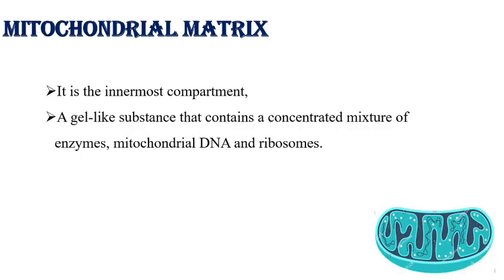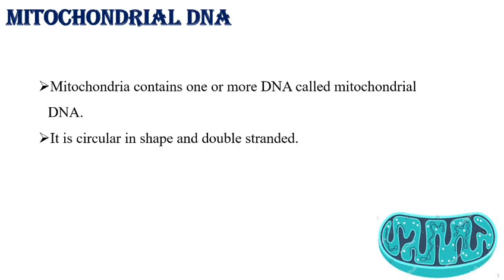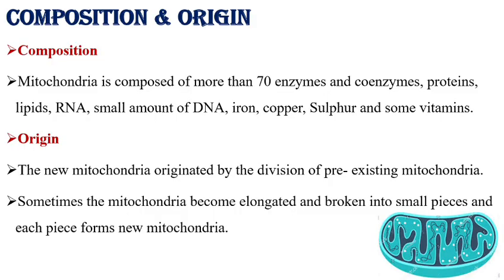Mitochondrial matrix is the innermost compartment, a gel-like substance that contains a concentrated mixture of enzymes, mitochondrial DNA and ribosomes. Mitochondria contain one or more DNA called mitochondrial DNA. It is circular in shape and double-stranded. Composition of mitochondria. Mitochondria are composed of more than 70 enzymes and coenzymes, proteins, lipids, RNA, small amount of DNA, iron, copper, sulfur and some vitamins.